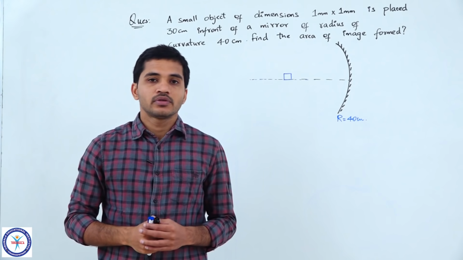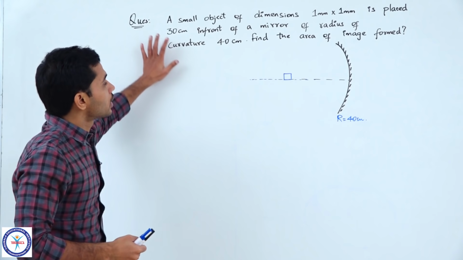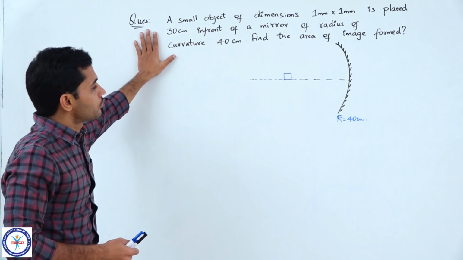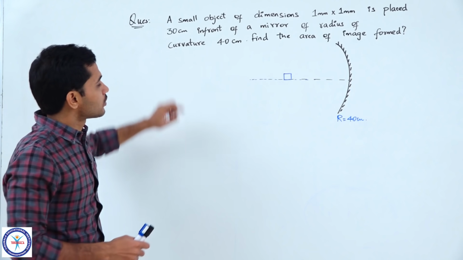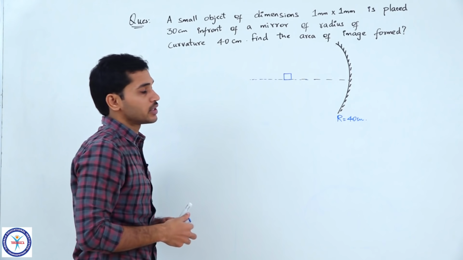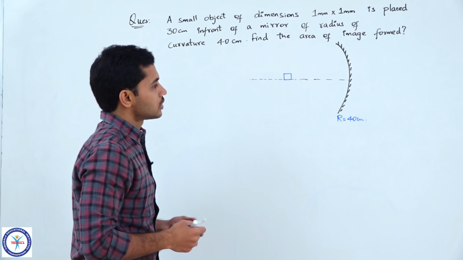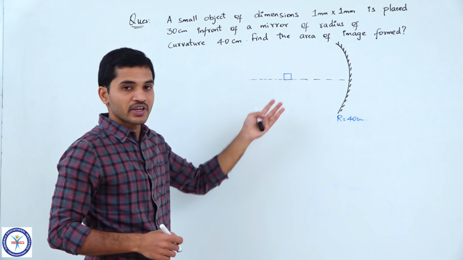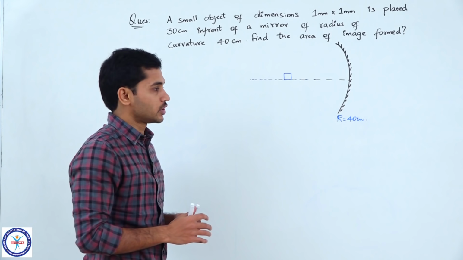We will solve a question now based on longitudinal magnification. So, if you see a small object of dimensions 1 millimeter by 1 millimeter, so it is basically a square, is placed 30 centimeters in front of a mirror having a radius of curvature of 40 centimeters. Find the area of image formed. So, that is the question. They are asking, if this is the object in front of a mirror, you need to find where the image is formed and the size of that image, the dimensions of that image, right.